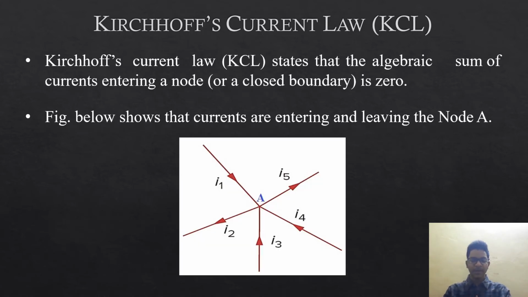Now we are going to discuss Kirchhoff's current law, KCL. KCL states that the algebraic sum of currents entering a node or a closed boundary is zero. The figure below shows currents entering and leaving node A. The currents entering A are I1, I3, I4 and the currents leaving node A are I2, I5.